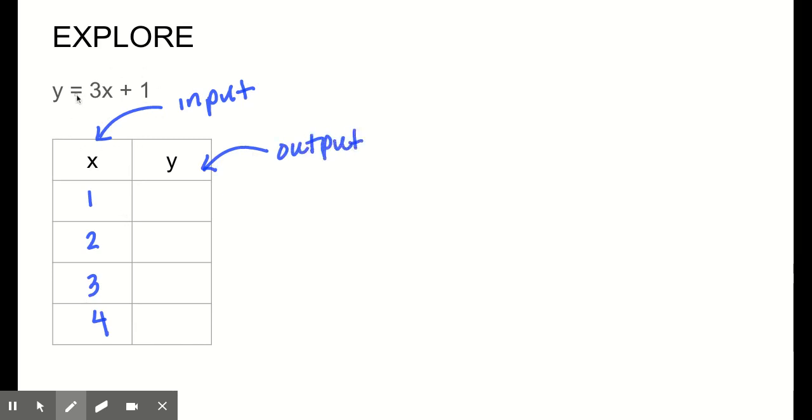So what I want to look at first is what happens when we plug numbers into this equation. We have seen before that the x is our input value, so we're going to input numbers for x. For this one, we're going to input 1, 2, 3, and 4. And then our output, what we get from that input, is going to be the y value. So if we take 1 and plug that in for our input, we're going to have y is equal to 3 times 1 plus 1. So we get that y is equal to 3 plus 1, which is 4. So our output value for that would be 4.